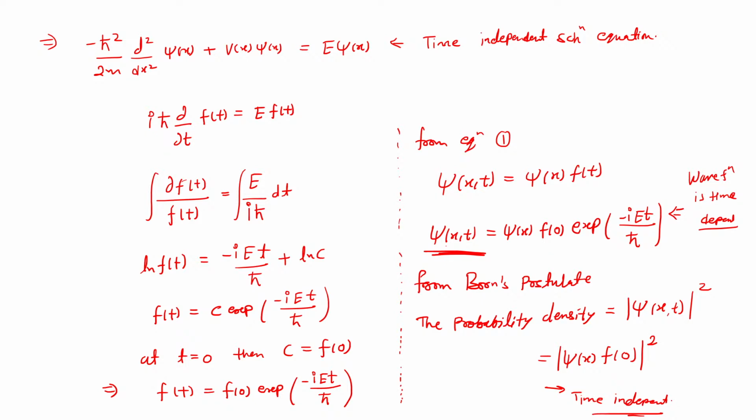Here you see the definition of the stationary state: if your wave function psi x t is time dependent, but the probability density, which is the mod square of psi x t, is coming out as time independent, then this psi x t is called a stationary state. A very important definition, so please do note this down. I will write the definition also.